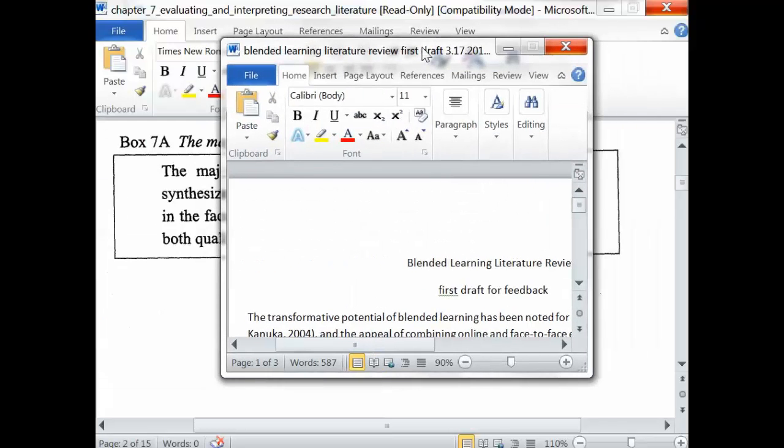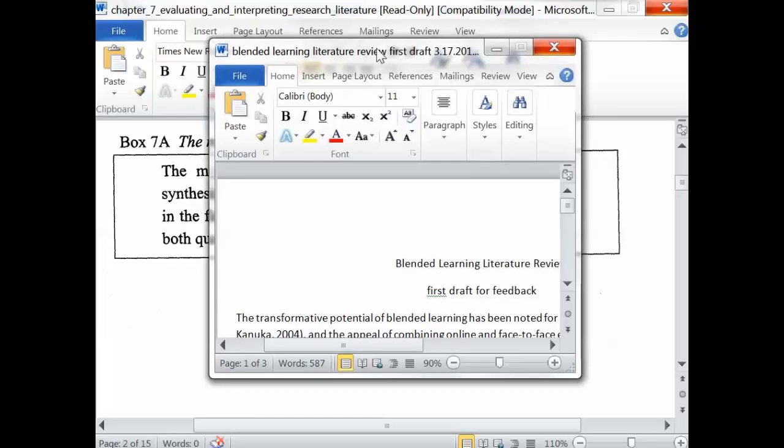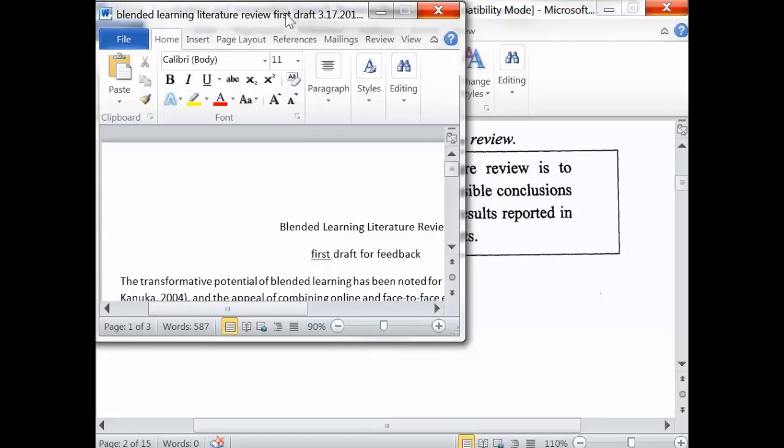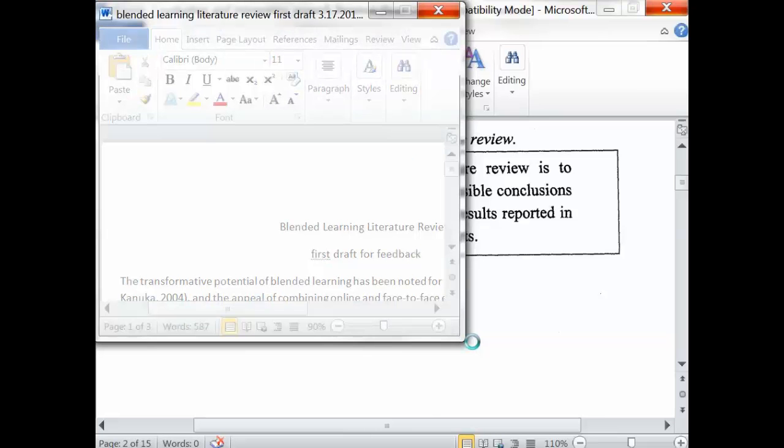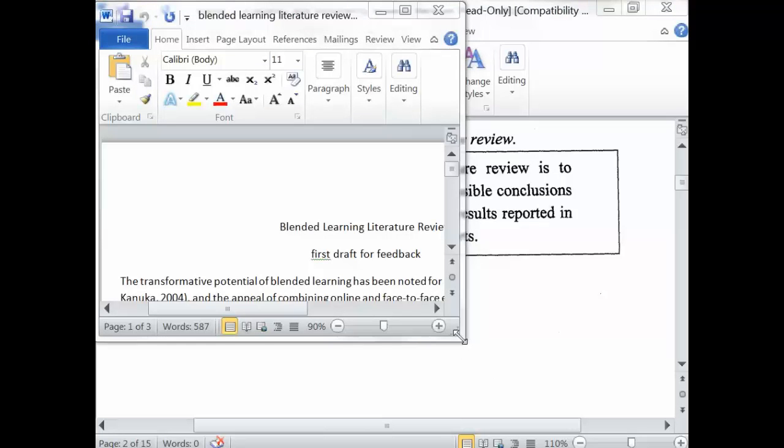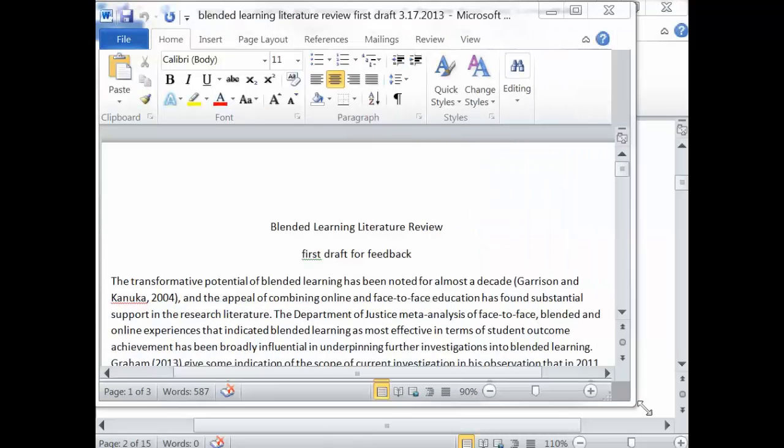Let's see if I can make that bigger. I guess I'll have to do it manually. Things are a little bit slow. Very slow. Let's see if we can do this. Okay.